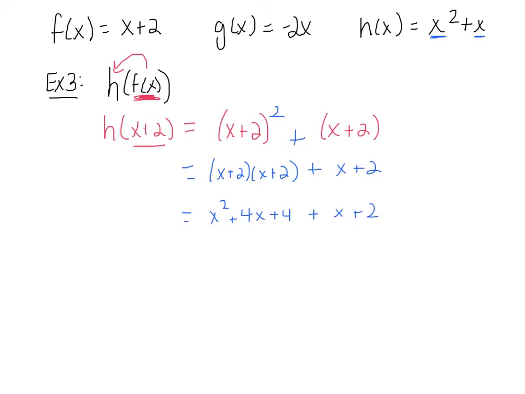So collect your like terms. The 4x and the x can get added, and the 4 and the 2 can get added. So we're going to have x squared, 4x plus x is 5x, and then 4 plus 2 is 6. And that would be your final answer.